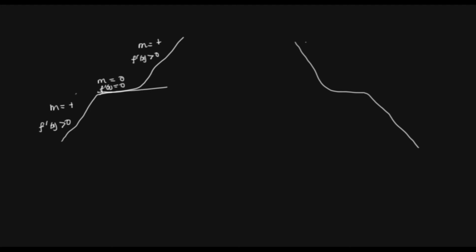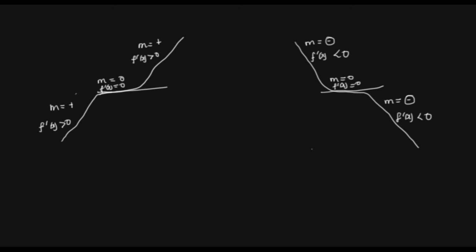So here our gradient must be equal to a negative number. F prime of x must be less than 0. Now at this point we have the gradient equal to 0, or f prime of x is equal to 0. Then if we continue moving down here, we are going to have a gradient that has a negative sign. F prime of x will be less than 0.